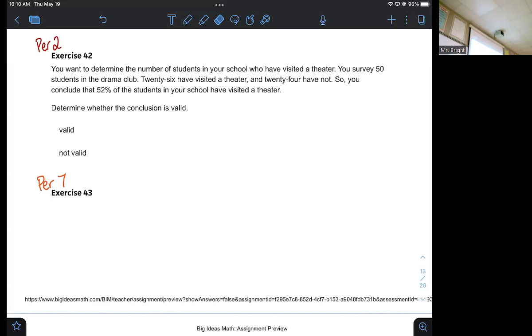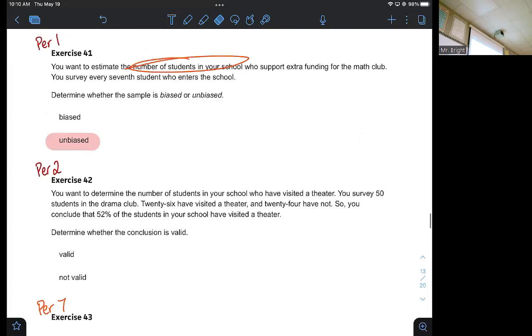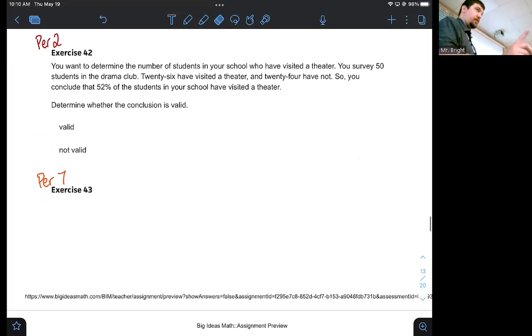On number 42, now remember number 41 was asking us whether the survey we did was biased or unbiased. Consider that as we go into the next question. We said that surveying every 7th student who enters the school is a good sample because it's random and also includes everybody in the population. Everybody had a chance to be asked. Number 42, so consider that.